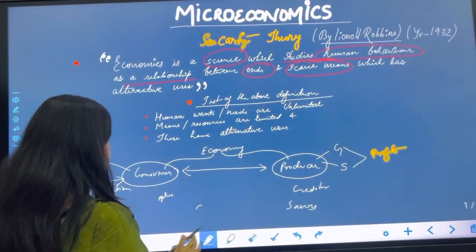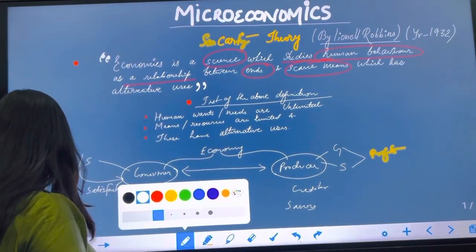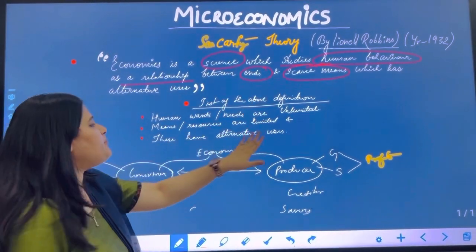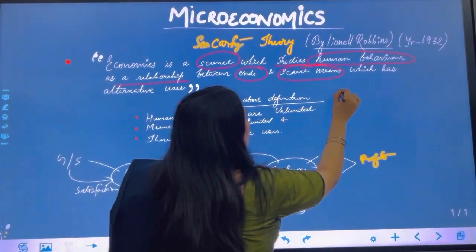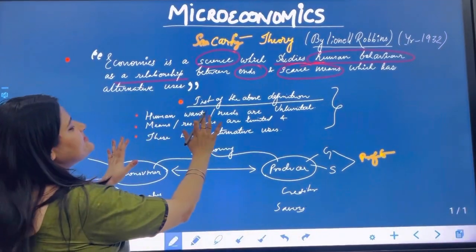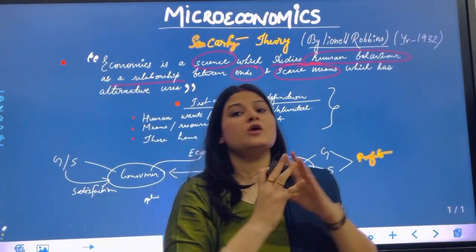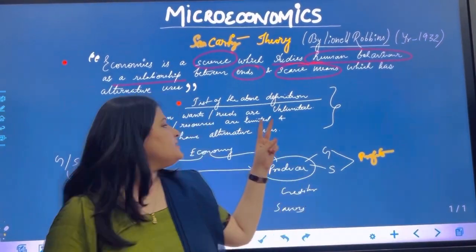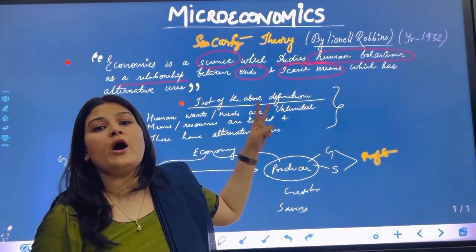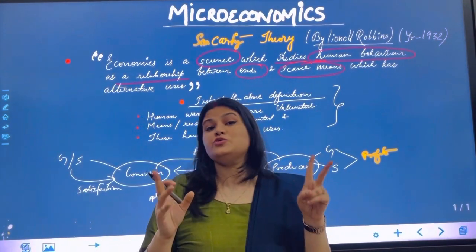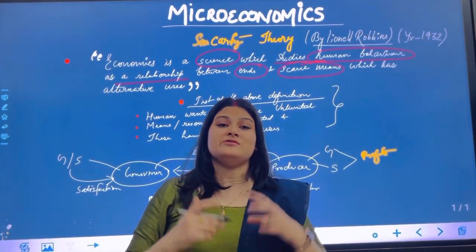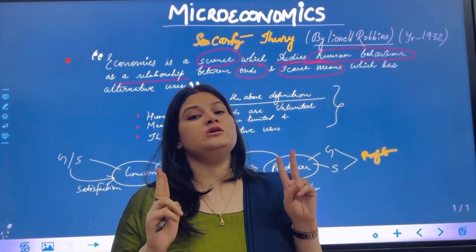Now, the whole definition is divided into 3 important points. One is that human wants or needs are unlimited. When we talk about humans, there are two words used in this para, need and want. What is the difference between need and want? We need to understand this. Although they are used interchangeably, there is a basic difference between these two words.